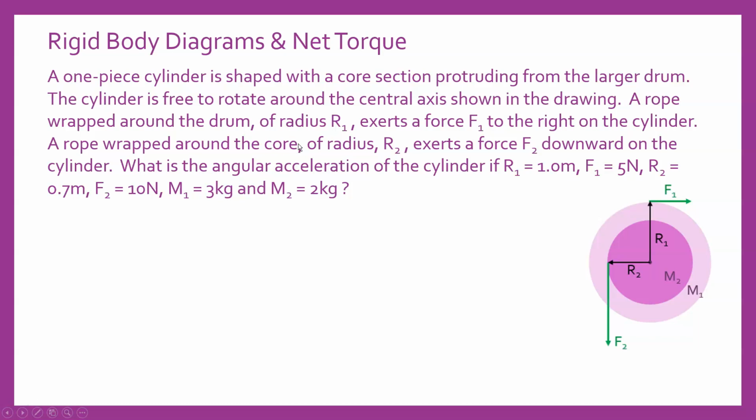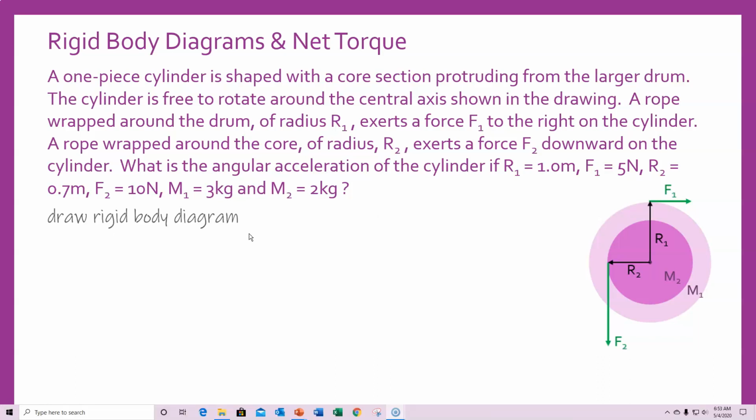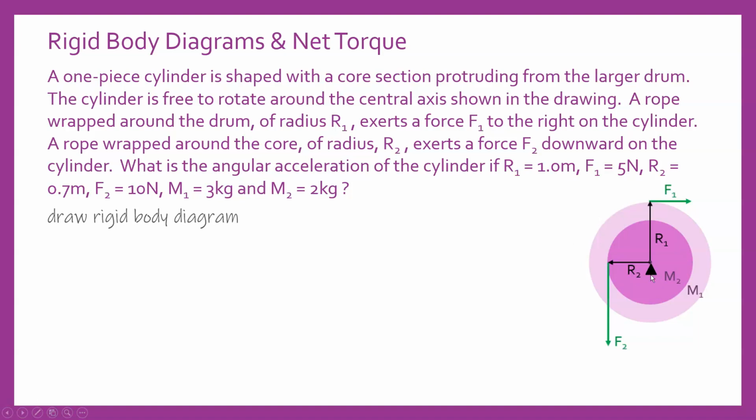A rope wrapped around the drum of radius R1 exerts a force to the right on the cylinder. A rope wrapped around the core of radius R2 exerts a force F2 downward on the cylinder. What is the angular acceleration of the cylinder if we have these values for the radii, forces, and masses? Our first step is to draw a rigid body diagram, and the sketch here has just about everything we need in that diagram except the axis of rotation, so we go ahead and draw and locate that.